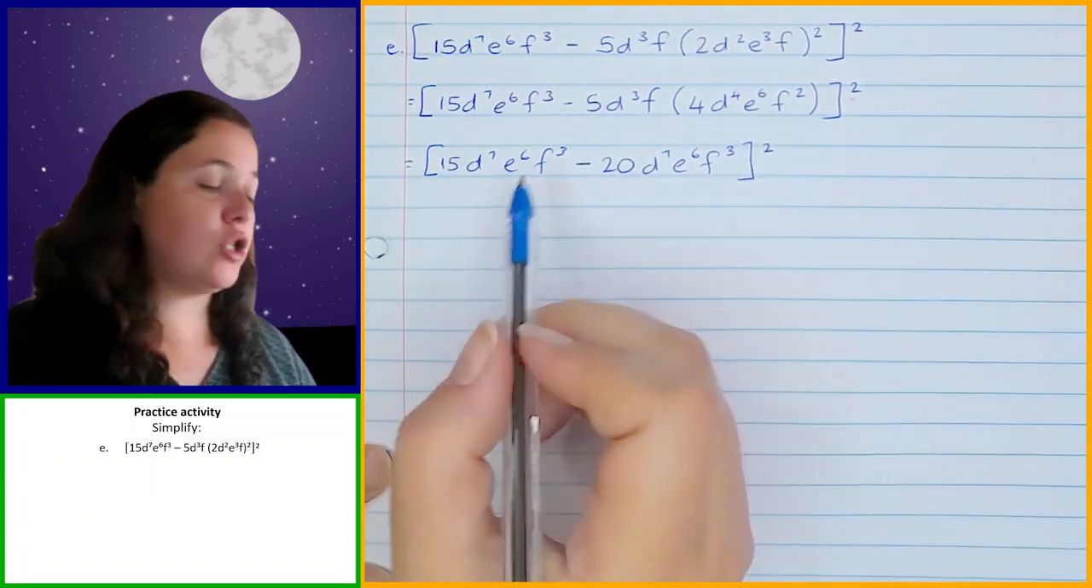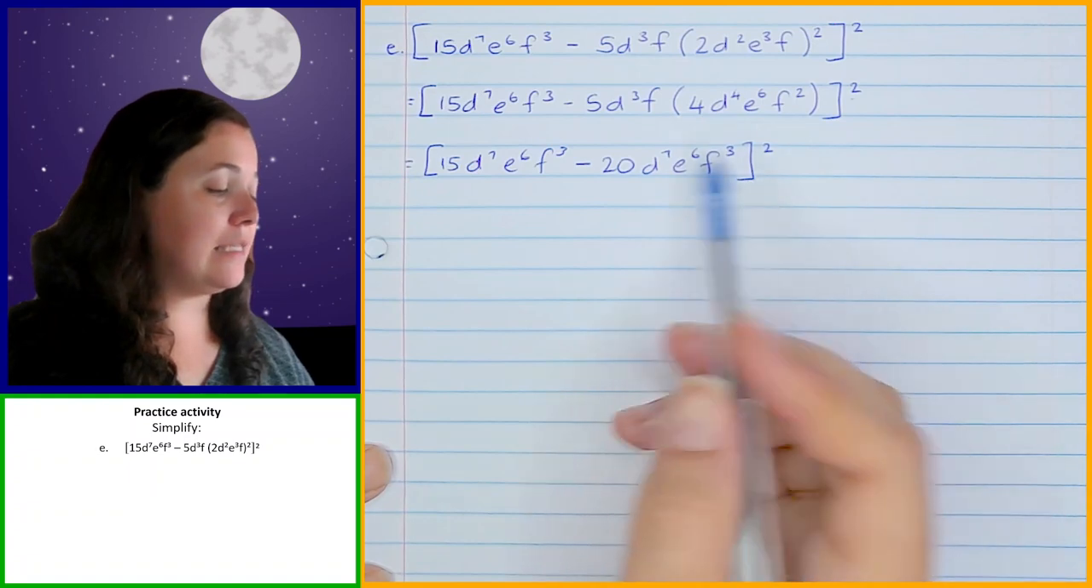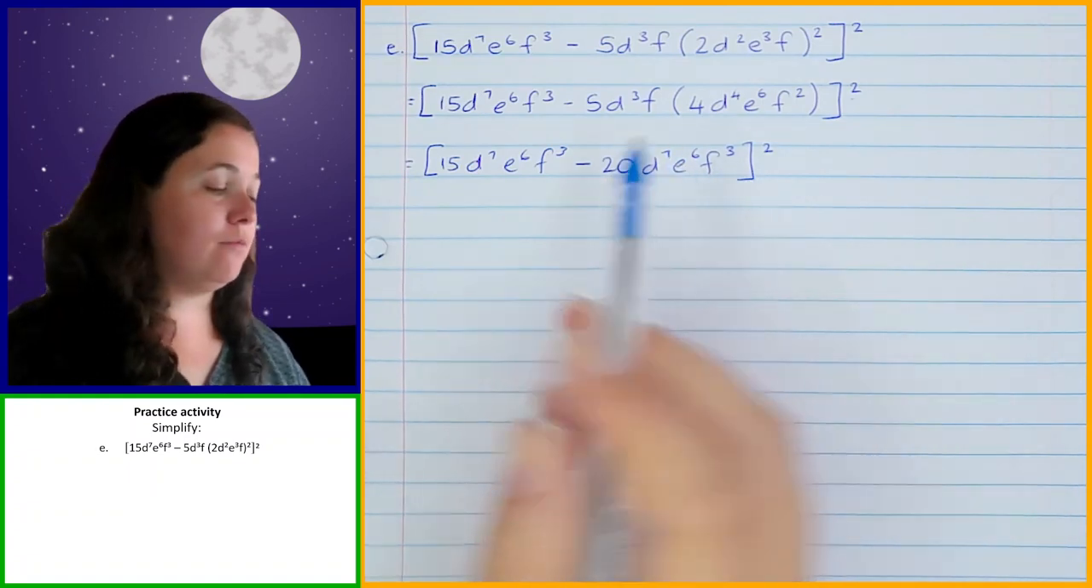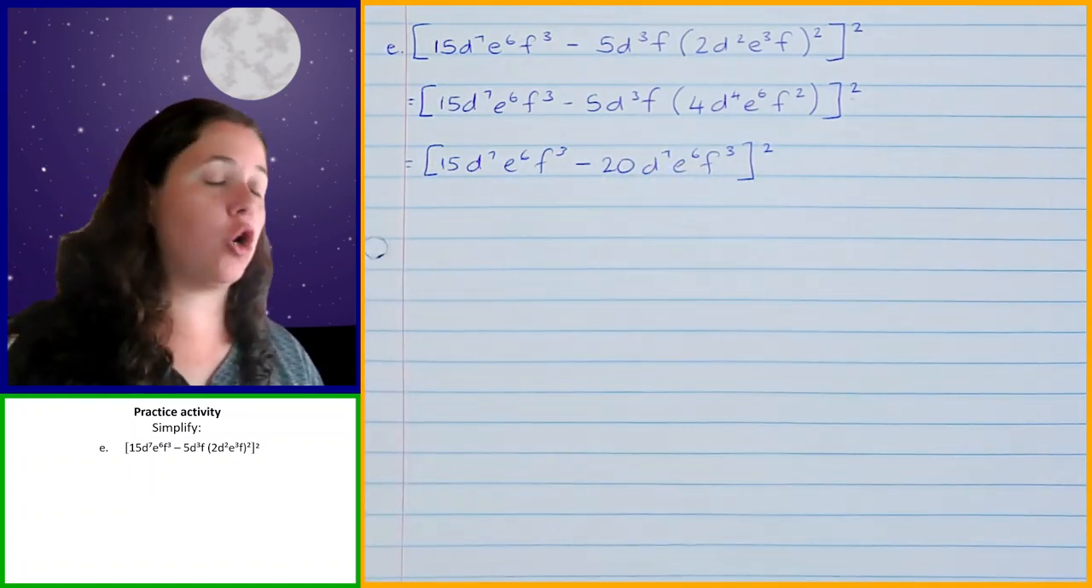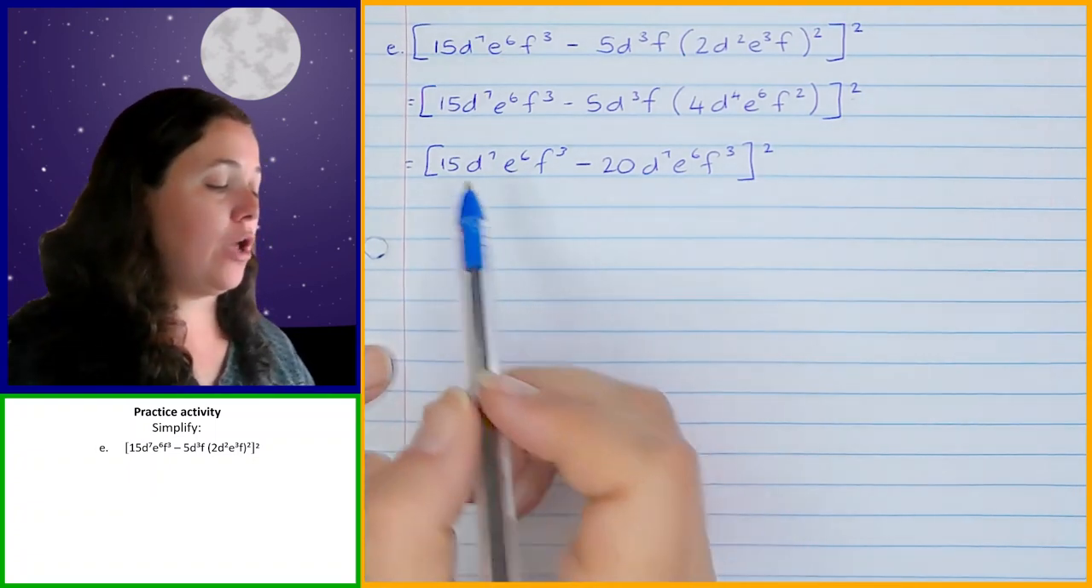Okay, so now I've got to the point where inside my brackets I've got two terms, and they're as simple as they can get. I can't simplify those terms any further. Now I can go and work on my addition and subtraction.